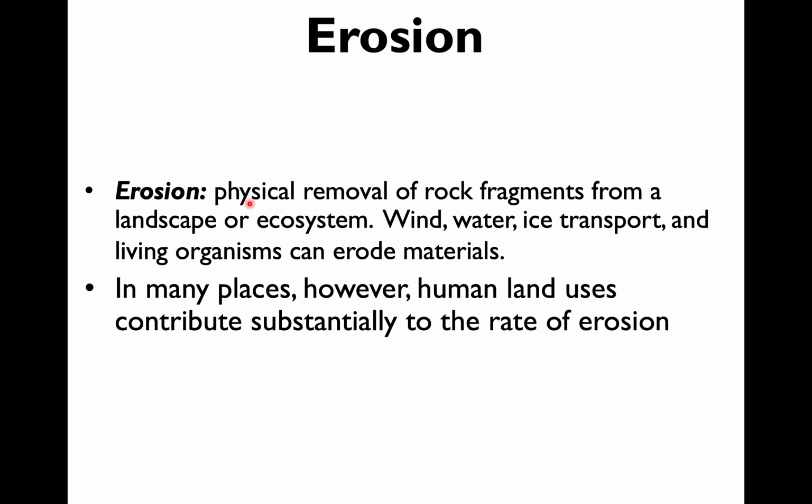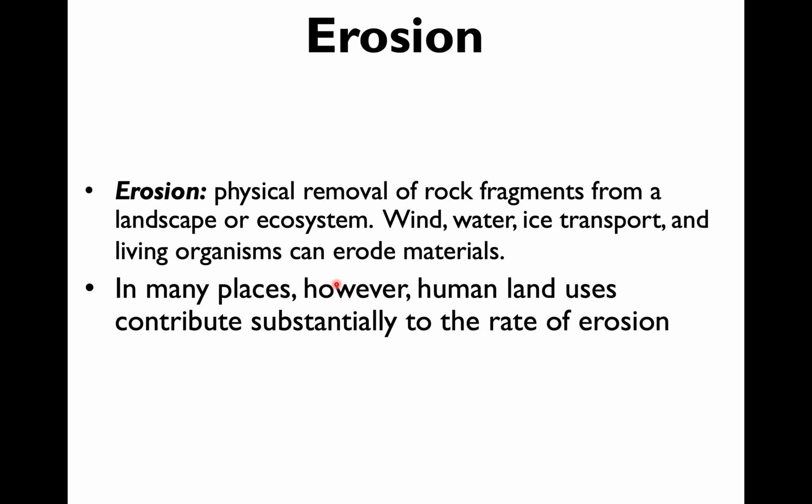Physical removal. So wind coming along and just pushing and scraping rocks away. Water pushing and scraping rocks away from where they used to be. Ice, so a big glacier coming in and moving chunks of rocks across the landscape. And even living organisms can erode materials. So if you have something burrowing underneath a hill and then that collapses eventually and the rocks tumble down. So erosion is kind of moving the material away.